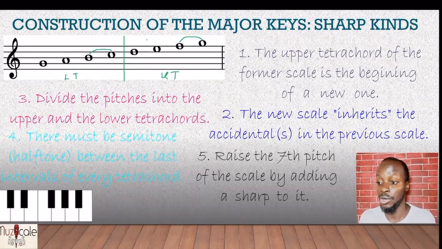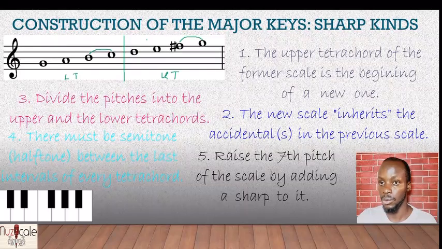As a shortcut, all you have to do here is to add a raised 7th to this scale so that the scale can conform to the tone, tone, semitone, tone, tone, tone, semitone arrangement, right? You are going to add the sharp to the 7th note of the scale, which is F. So in the scale of G major, you have F sharp.